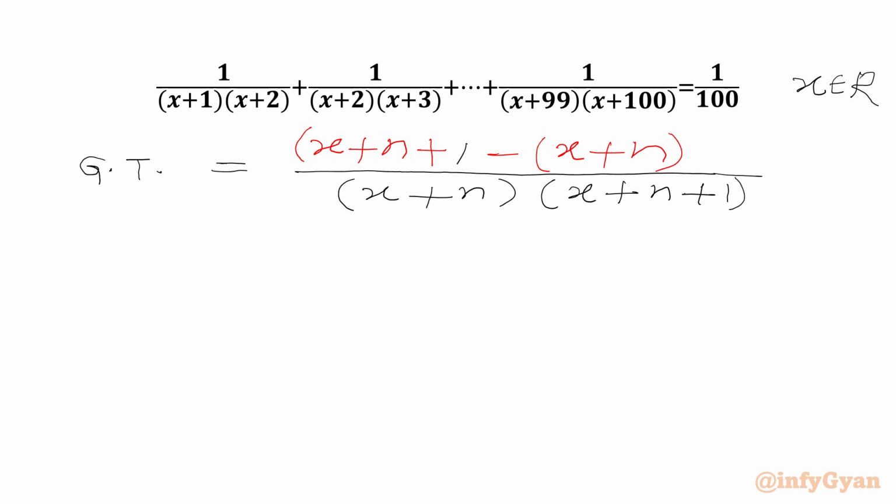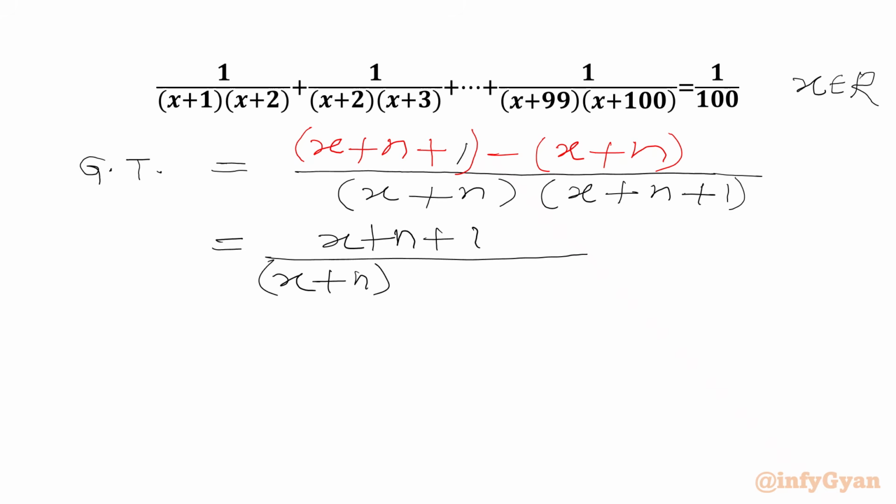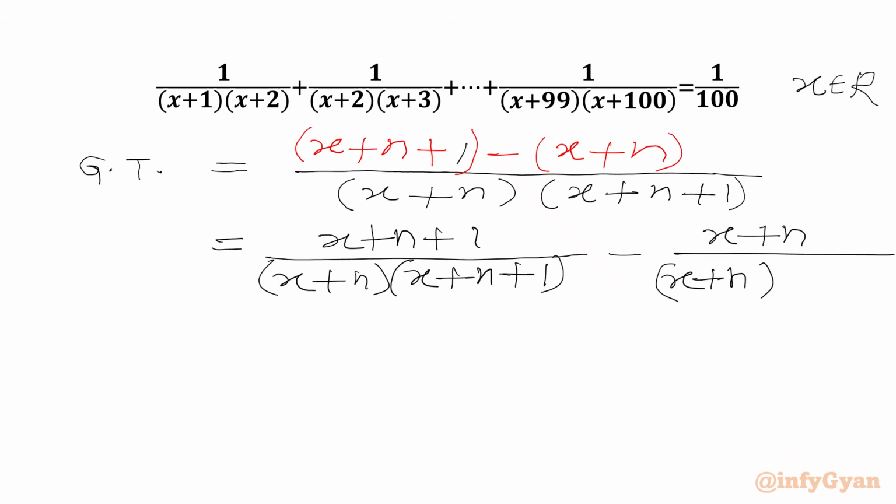Now we are going to split our numerator with respect to our denominator. So we will write x plus n plus 1 over our denominator x plus n times x plus n plus 1, minus x plus n over denominator x plus n times x plus n plus 1.